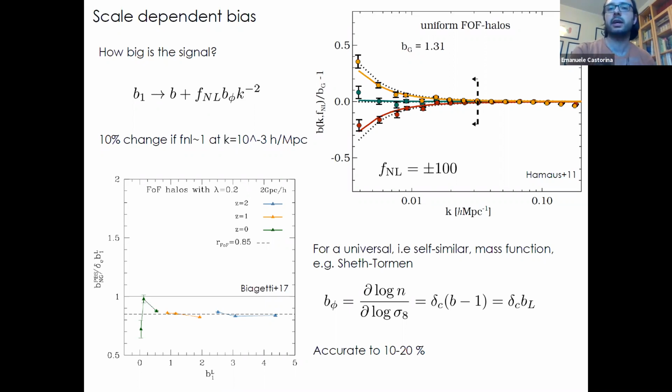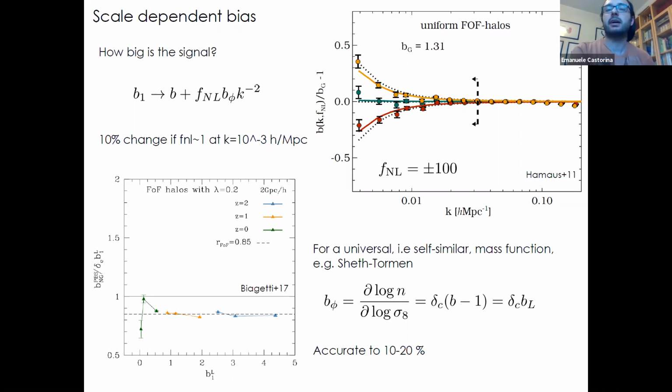Using both simulation and analytical arguments from Biggs theory, more or less what is true is that this B phi is a number proportional to the bias of the tracer itself. So here you see a formula which says that B phi is a number times B minus 1, or B minus another number. And this has been shown to be accurate to 10–20%. So we're going to stick to some of these results in what follows.